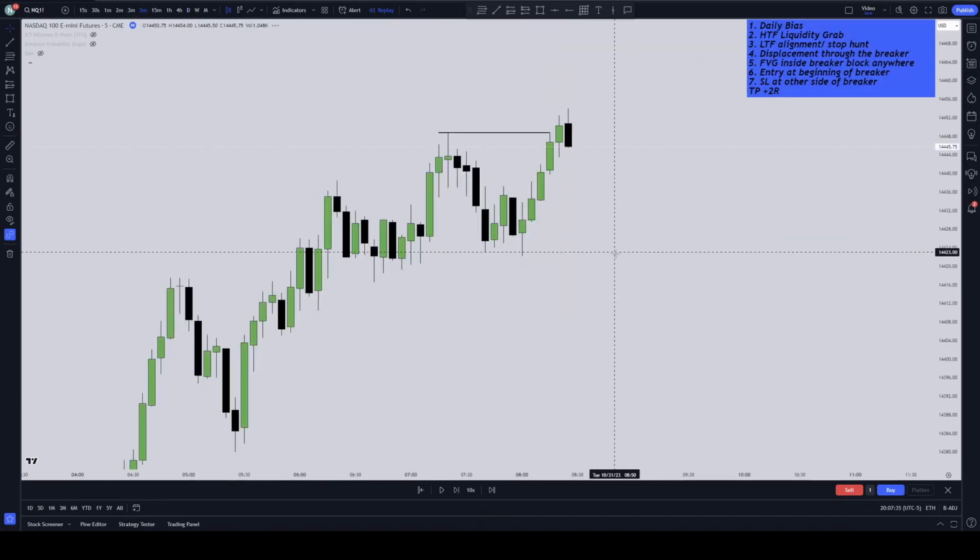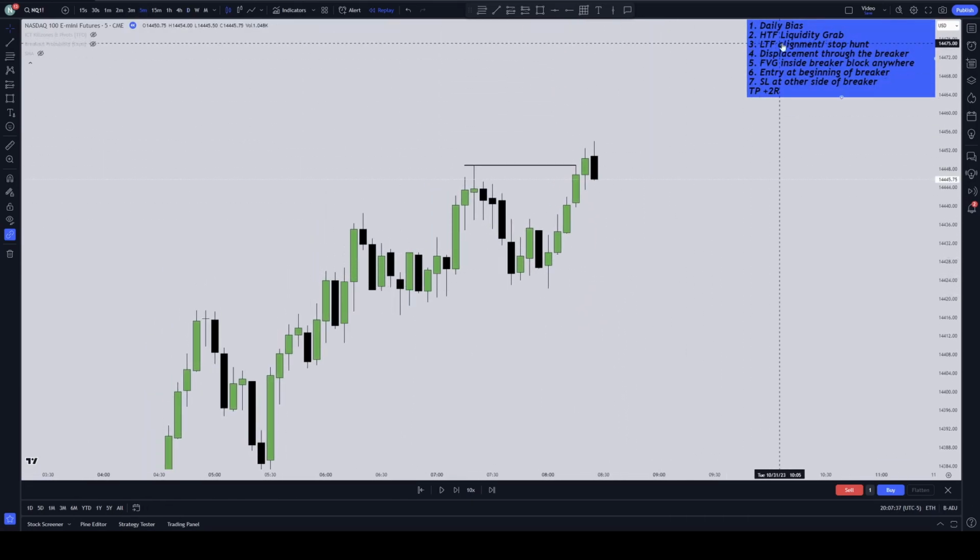Here, let me add this. Bring this down to the 5 minutes so we can see it. So lower time frame, here we are. It grabbed it. This is the high it grabbed it from. So now we're looking for displacement through the breaker. Well, where is the breaker? Well, we took this high, so we are going to need it to displace down through here.